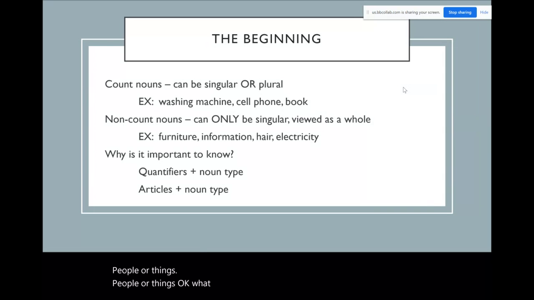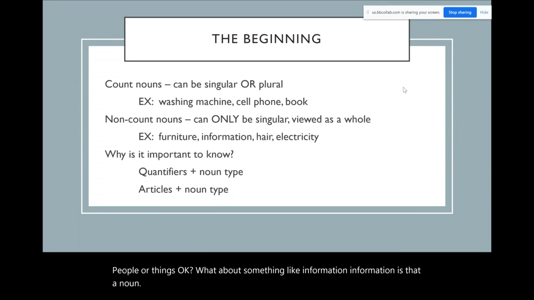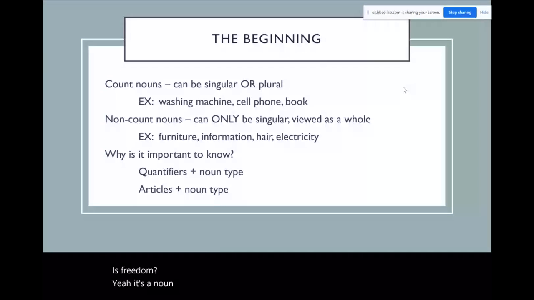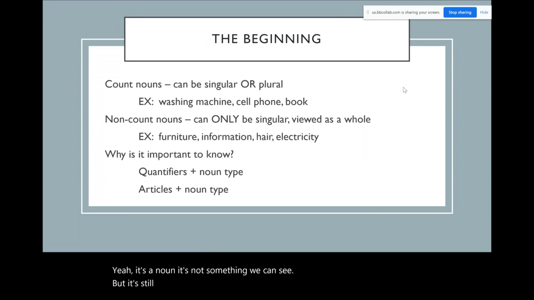What about something like information? Is that a noun? Yes, that's a noun. What about something like freedom? Yes, it's a noun. It's not something we can see, but it's still a noun because it's considered an idea or a concept.